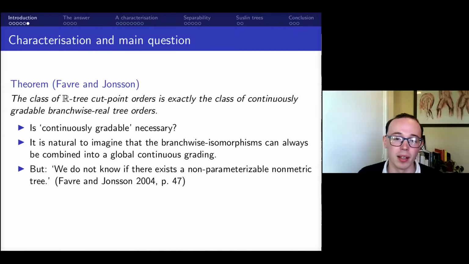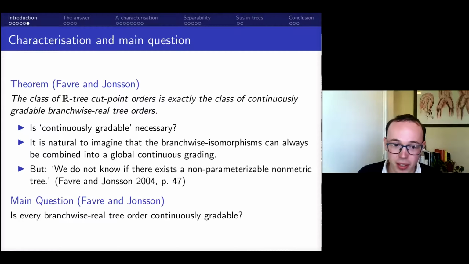grading. But in their monograph, Favre and Jonsson state that they do not know whether there is a non-continuously gradable branchwise-real tree order, or in their terminology, a non-parameterizable non-metric tree. So inspired by this, our main question is: is every branchwise-real tree order continuously gradable? And spoiler alert, the answer is actually no. This is what I'm going to answer now.